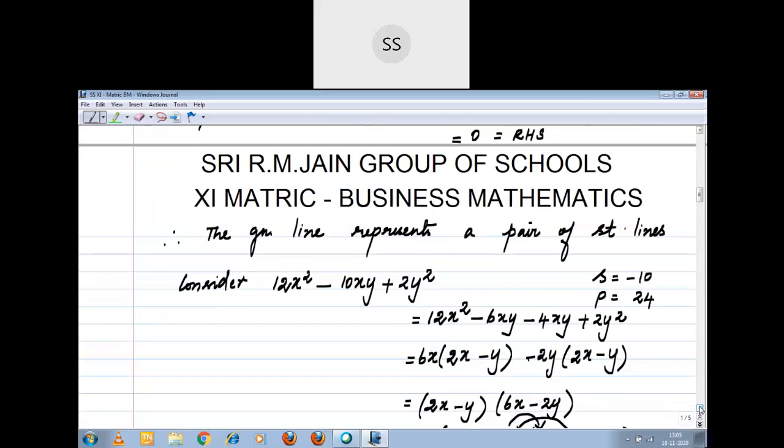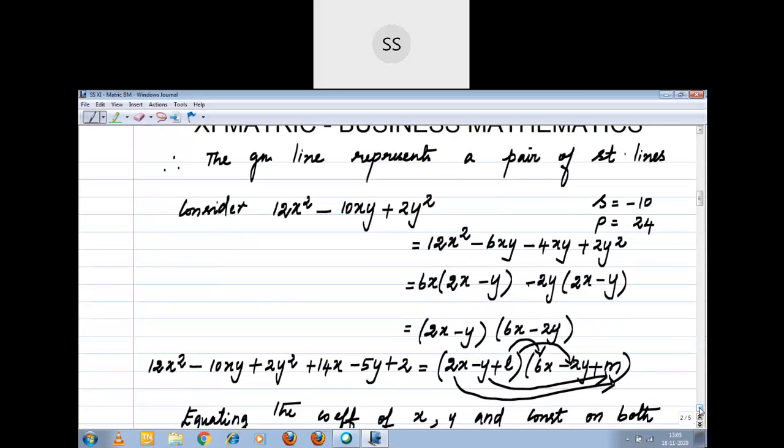So I took −10 and split it in terms of −6xy and −4xy. Next, I took 6x as common and wrote 2x − y. What I have written here, the same thing you should repeat here also. Here −4xy is there, so if you multiply by −2y only, you can get this answer. So −2y, then 2x − y, 6x − 2y.